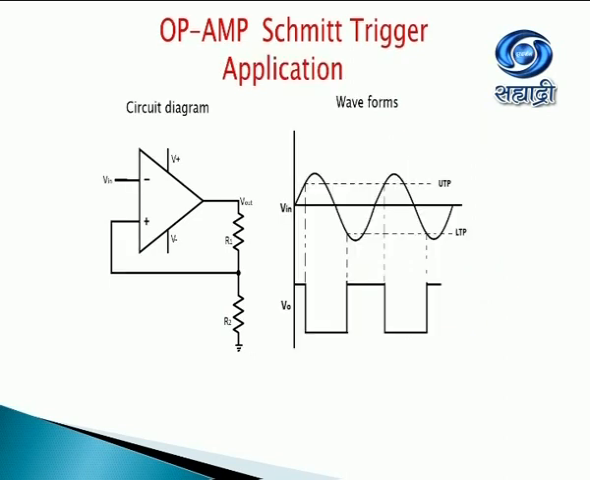Application of op-amp Schmitt trigger. Schmitt trigger is used to convert sine to square. When sine wave is applied, at UTP, high to low transition takes place, and at LTP, low to high transition takes place, due to which the sine is converted to square as shown.